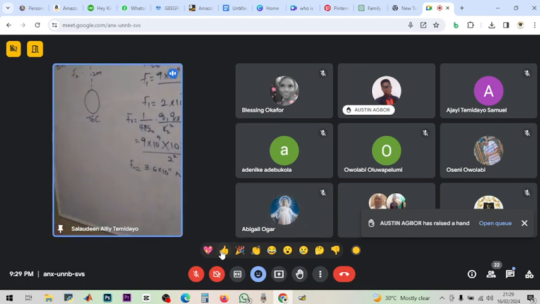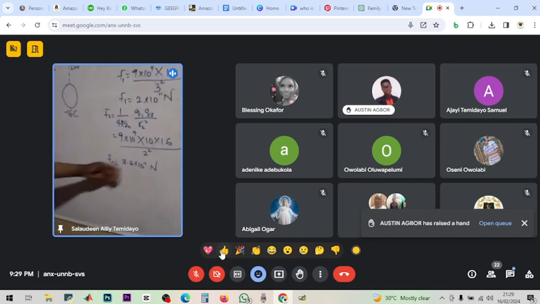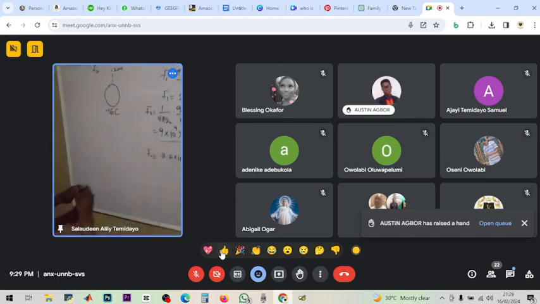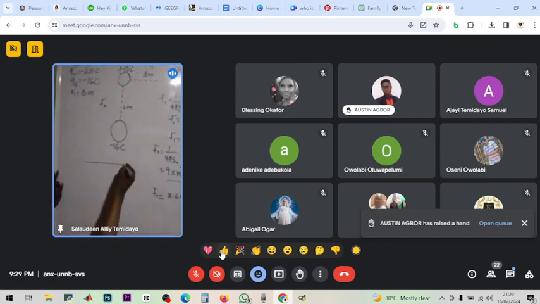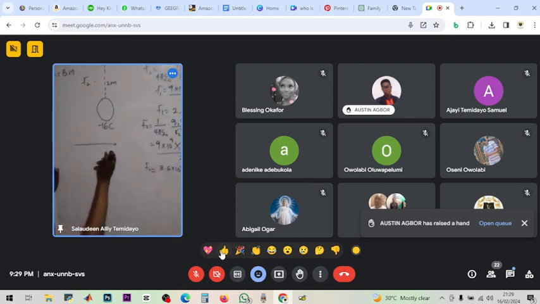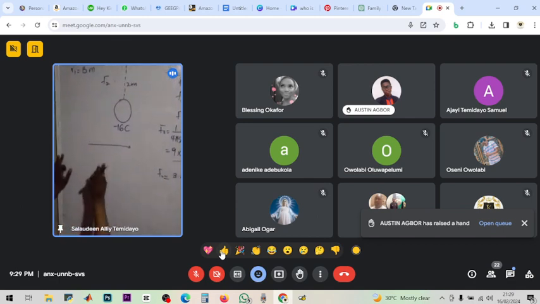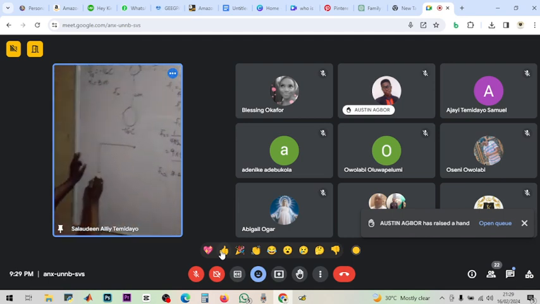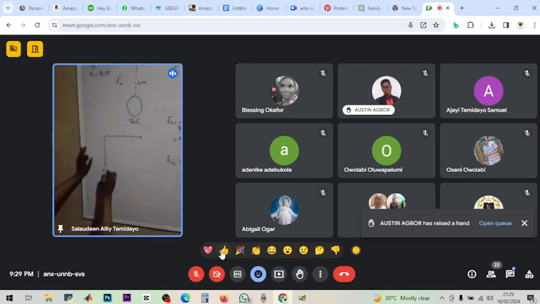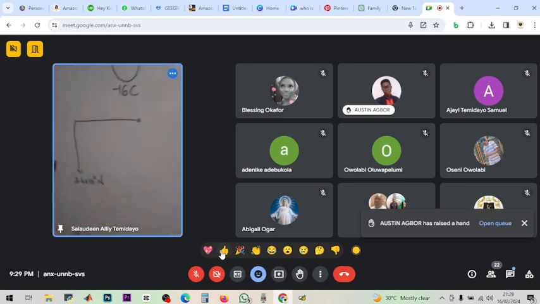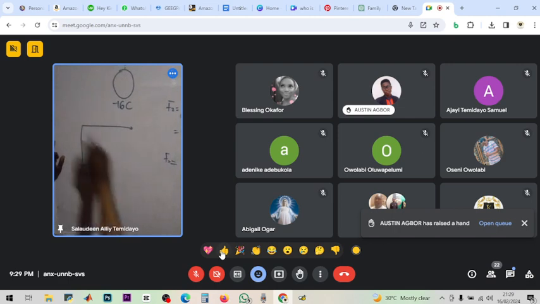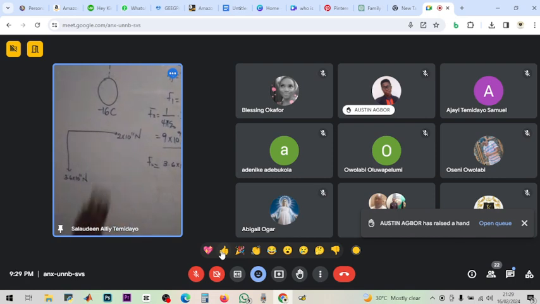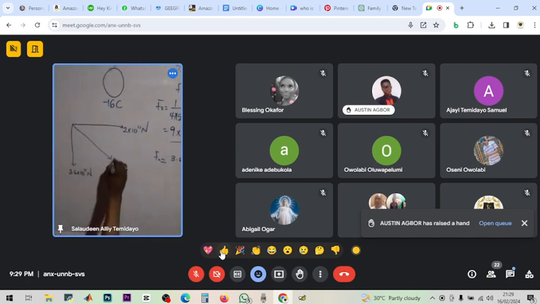I've gotten F2 too. Don't forget that this is the vertical, that is F2. This is the horizontal, that is F1. Now come here. We said this is the horizontal, F1. This is the vertical, F2. Vertical, F2, that's 3.6 times 10 raised to the power of 11 newtons. Horizontal, that is F1. That is 2 times 10 raised to the power of 11 newtons. We now have to find the resultant force.